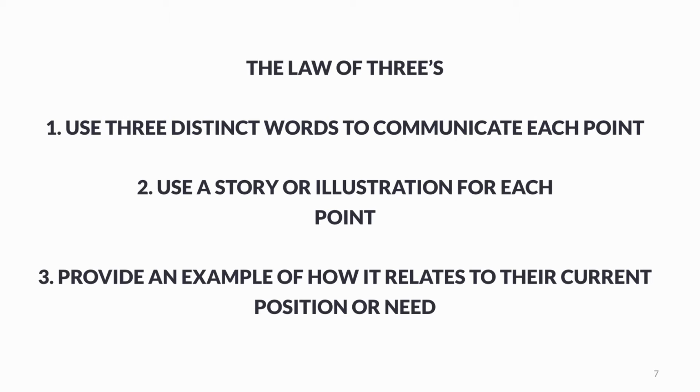Number 3, provide an example of how it actually relates to their current position or need. So that could be something that you turn back on them, and maybe it's an activity that you provide. Now, oftentimes our rule is every 20 minutes, you have them do some sort of activity. Science actually shows that every 10 minutes or so, you have to re-win over a crowd.